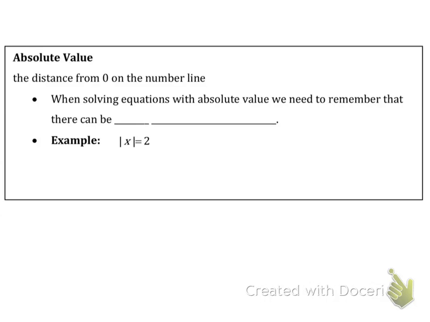So what is absolute value? Remember that absolute value is the distance from zero on a number line. So now when we're dealing with absolute value equations, we need to remember that there can be two possible solutions, because you can have a positive distance from zero on the positive side of the number line and a distance from zero on the negative side of the number line.